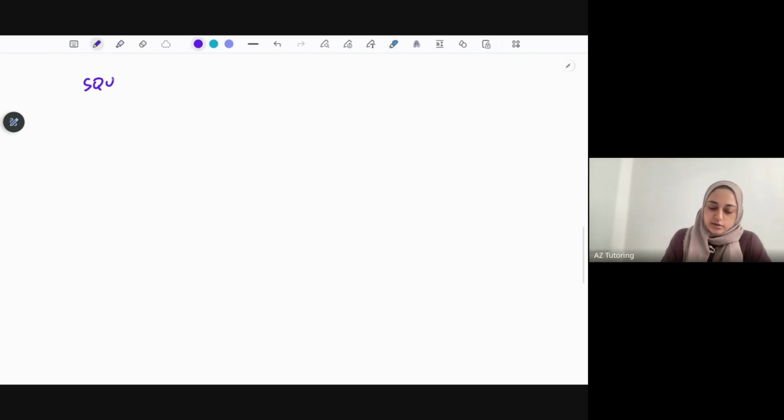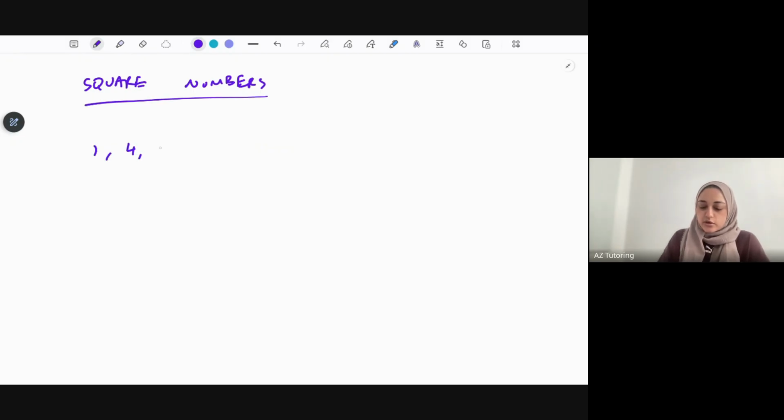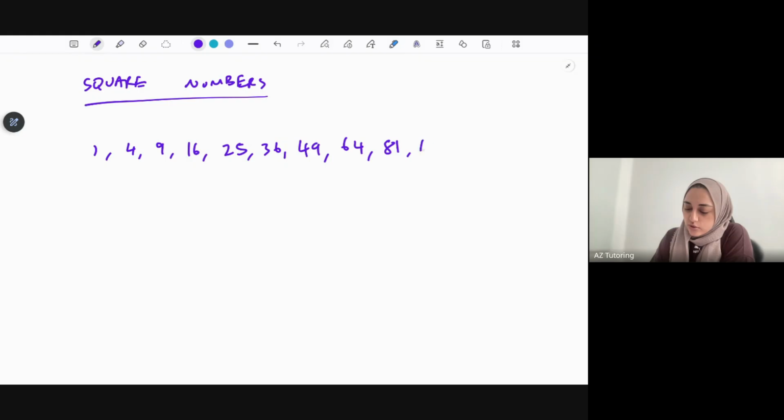So the square numbers are 1 squared, which is 1, 2 squared, which is 4, 3 squared is 9, 4 squared 16, 5 squared 25, 36, 49, 64, 81, 100. So square numbers, they continue forever.